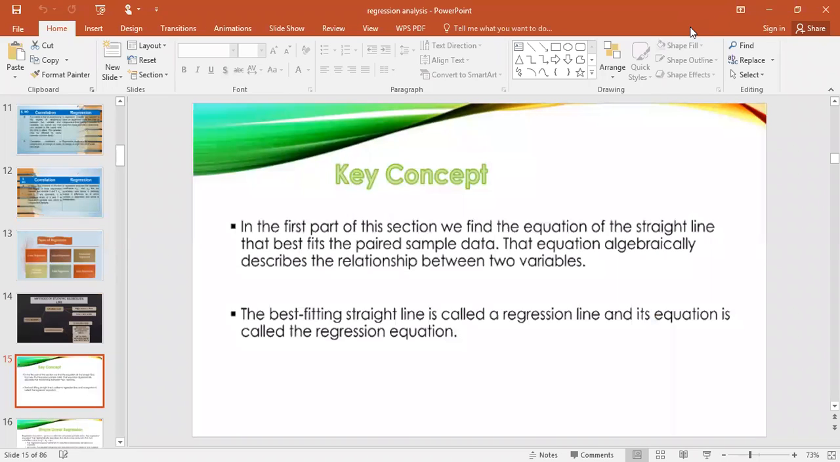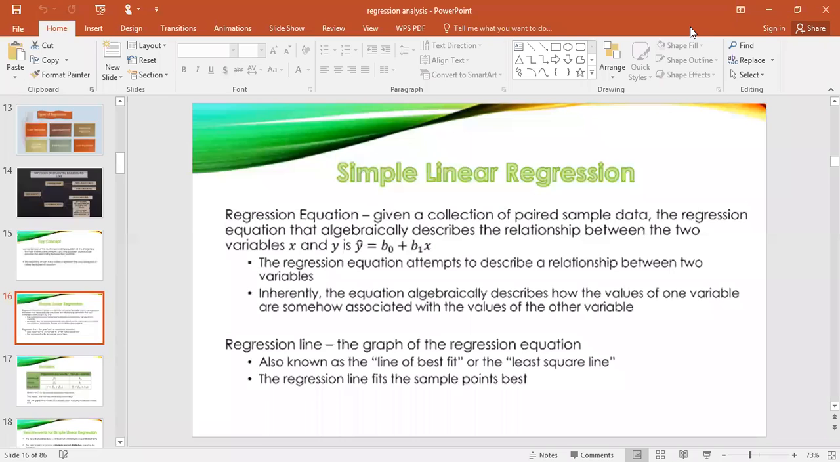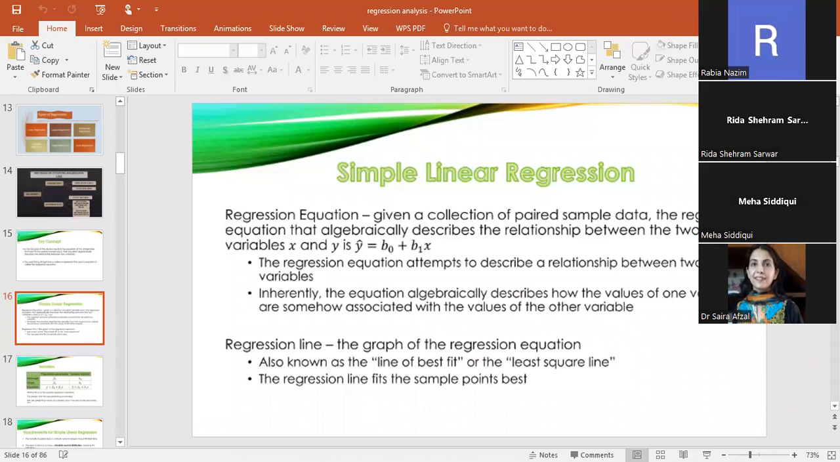In the first part of this section, we find the equation of the straight line that best fits the paired sample data. That equation algebraically describes the relationship between two variables. The best fitting straight line is called a regression line and its equation is called the regression equation. Simple linear regression. Regression equation.